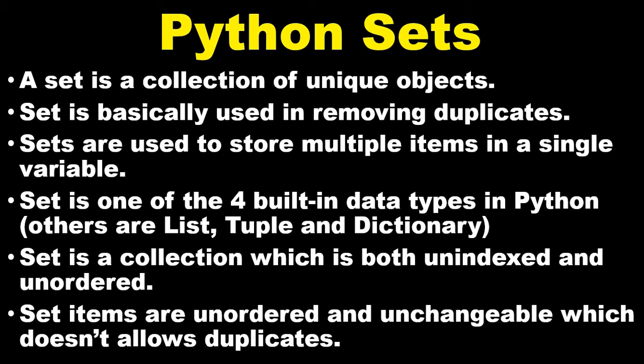Now, set is a collection which is both unindexed and unordered. I will show you with a hands-on example why we call it unindexed and unordered. Also, set items are unchangeable, and a set does not allow duplicates. So that's it for the theory and the agenda part. Now let us move into the hands-on.